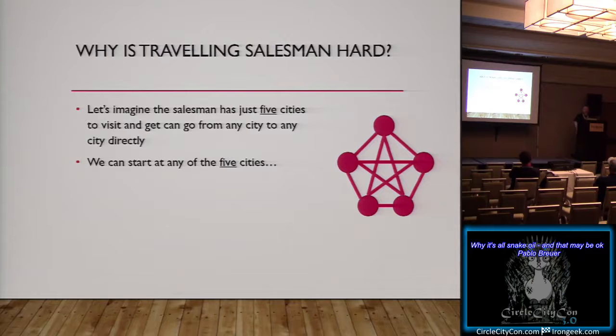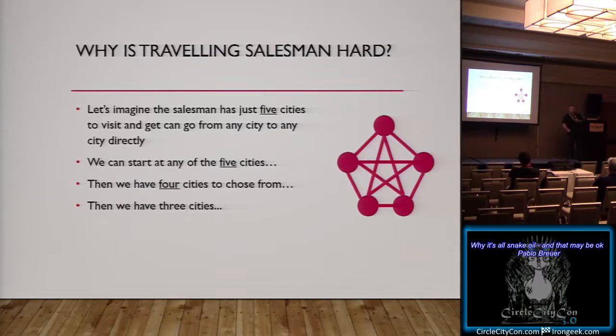Okay? So we're going to start at any one of the 5 cities. We'll just pick one. So we start out at one of the cities, and then we have 4 choices to choose from. And once we get to that second city, we now have 3 choices to choose from. Yeah, that's right. You know the song. Sing along. And then we have 2 cities, and then we have 1 city.